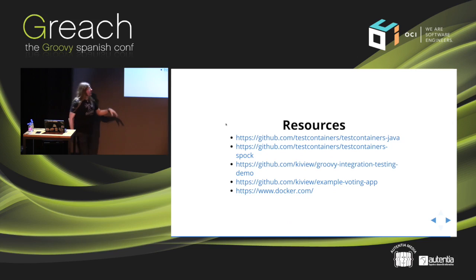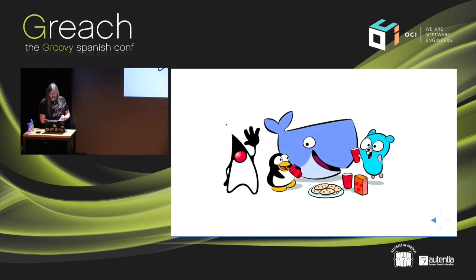Okay, resources. I'll also publish this presentation online. I'll tweet it, and there you have the GitHub repositories for Testcontainers Java, Testcontainers Spock, and both example projects I've shown you. And of course, if you start using Docker, there's a lot of official documentation on Docker. And yeah, that's basically it. So I think we see Docker and the Java community and ecosystem work well together. Thanks for your attention. I hope I could inspire you and give you some ideas about integration testing, and thank you.